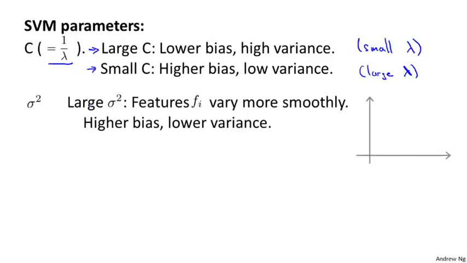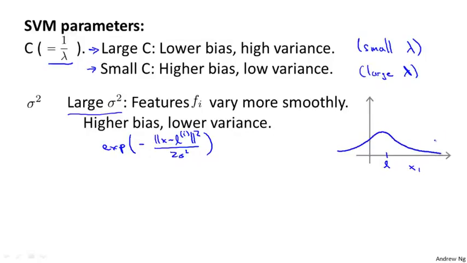So this parameter C is one of the parameters we need to choose. The other one is the parameter sigma squared, which appeared in the Gaussian kernel. So in the similarity function, which was e to the minus the squared distance between x and the landmark, over 2 sigma squared. In this 1D example, if I have only one feature x1, and a landmark at that location, if sigma squared is large, then the Gaussian kernel will tend to fall off relatively slowly. And so this would be my feature f_i, a smoother function that varies more smoothly. And so this would give me a hypothesis with higher bias and lower variance. Because with a Gaussian kernel that falls off smoothly, you tend to get a hypothesis that varies slowly, or varies smoothly, as you change the input x.